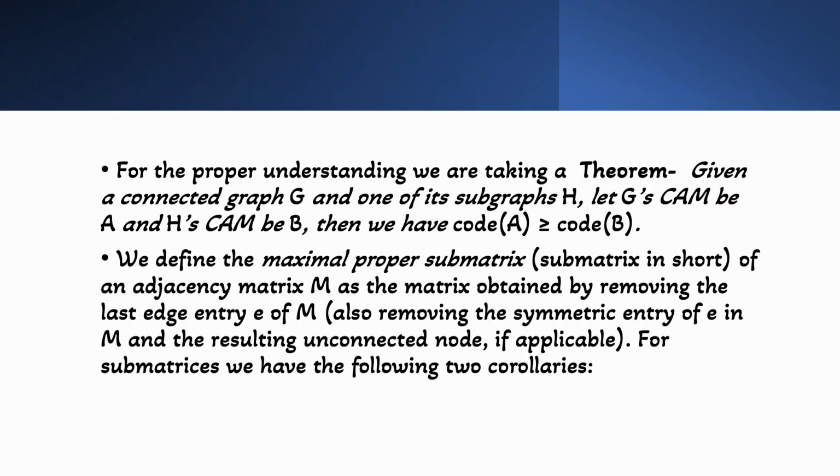For the proper understanding of this concept, we are going to take a theorem. Given a connected graph G and one of its subgraphs H, let G's CAM be A and H's CAM be B. Then we have code of A greater than or equal to code of B. We define the maximal proper submatrix of an adjacency matrix M as the matrix obtained by removing the last edge entry E of M. For submatrices, we have the following two corollaries.